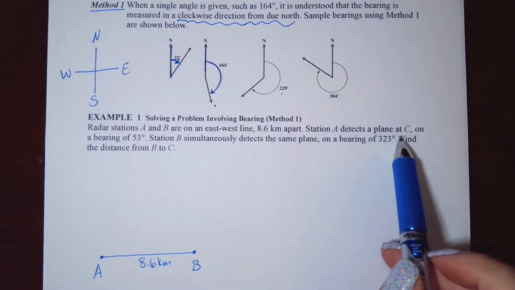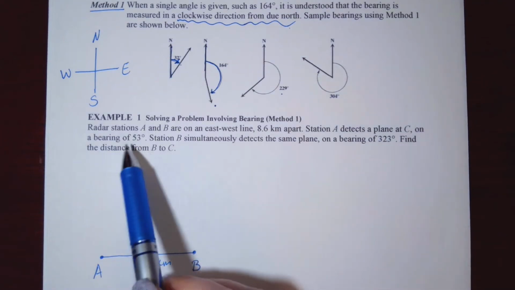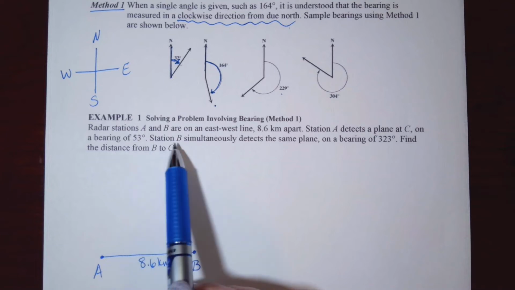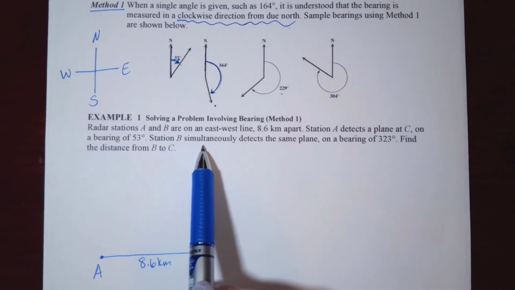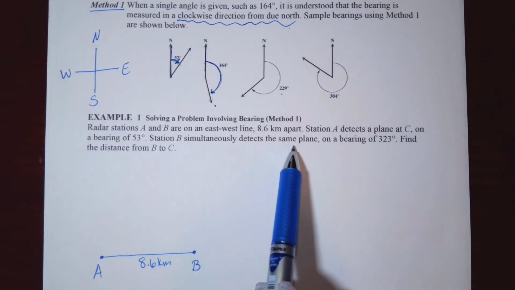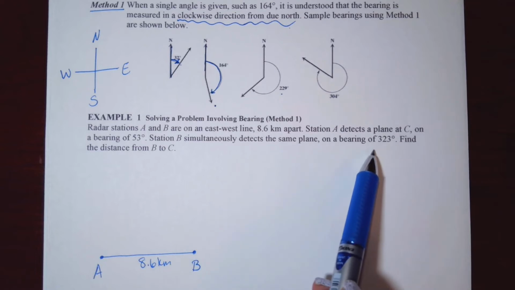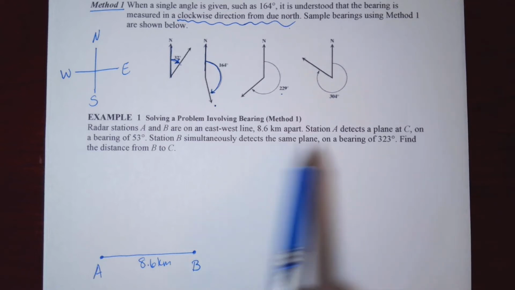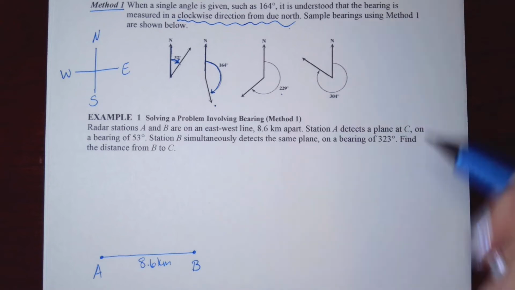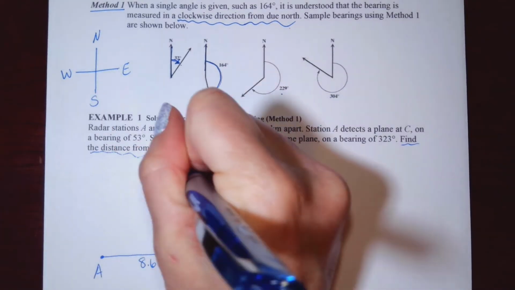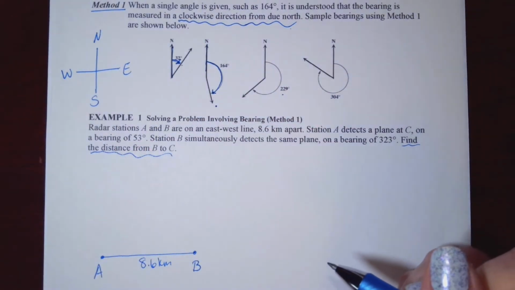Station A detects a plane at point C on a bearing of 53 degrees. Station B simultaneously, so at the same time, detects that same plane on a bearing of 323 degrees. Find the distance from B to C. So this is what we're being asked to solve, but we need to complete our sketch to figure it out.